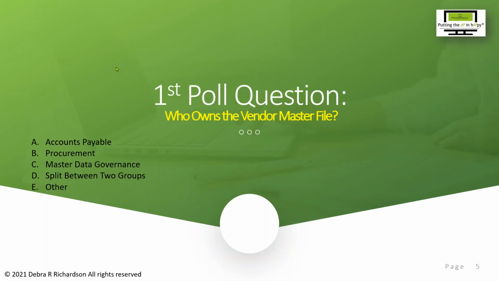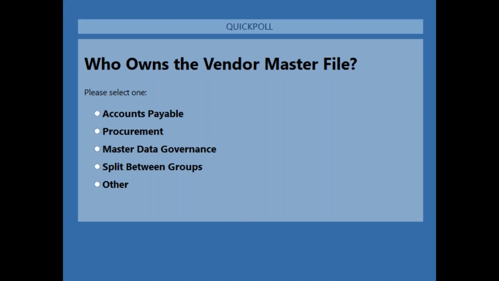Okay. But first, we are going to start with a poll question. Let me go ahead and get this launched. So what I really would like to know is who owns the vendor master file? Is it accounts payable? Is it procurement? Is it master data governance? Is it split between 2 groups? And I've seen that happen sometimes as well. Or is it some other department?